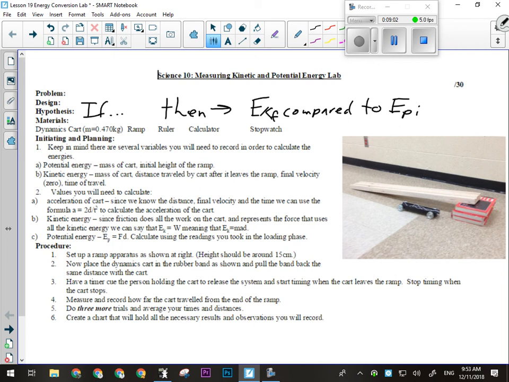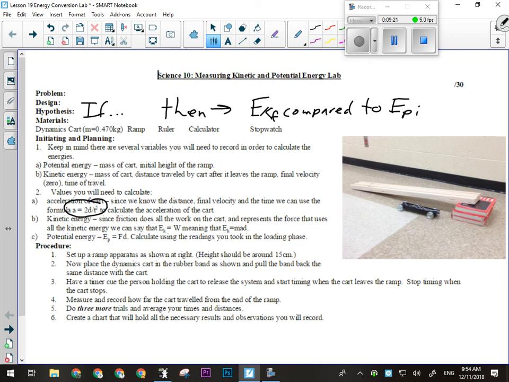Values you'll need to calculate: acceleration of the cart. You'll use this formula right here to calculate the acceleration of the cart. You'll multiply the distance it traveled by 2, and then you'll divide by the time you recorded squared. It's a pretty easy formula to use, just need to plug it in.